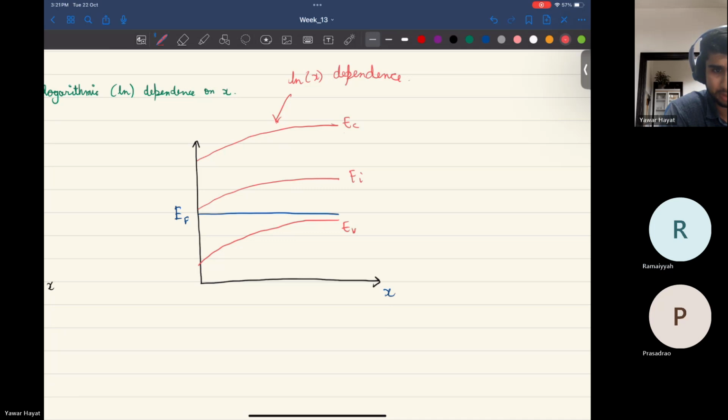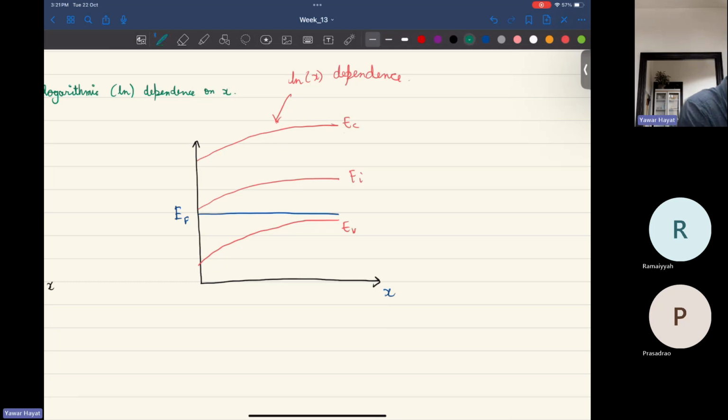Maybe due to that, the Fermi level is closer to Ev. I was not able to get your question. Repeat your question again. I was asking, could you just explain the bending of the bands by showing the dopant concentration as well? Okay, okay.